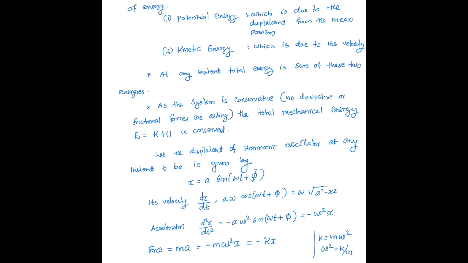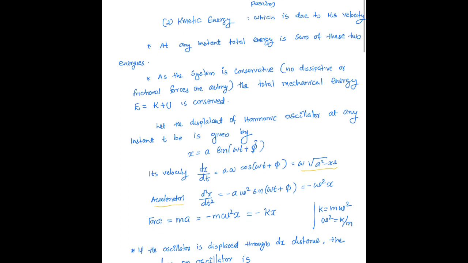Suppose I find the velocity. Velocity is the first derivative of x, dx by dt. It's nothing but a into omega into cos omega t plus phi. We know from the previous lecture that velocity is equal to omega into root of a square minus x square. Then from this I can find the acceleration, d square x by dt square, which is equal to minus a omega square sine omega t plus phi, which is nothing but minus omega square x.